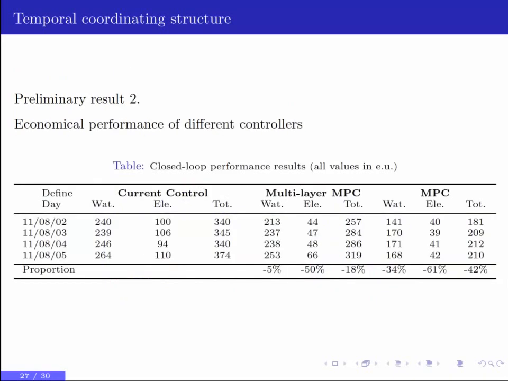Here is the analysis of economic cost. In this table, economic cost on water, electricity, and total have been compared among current control and MPC with and without coordinating. These comparisons show that the multi-layer MPC scheme is working better than the current control, but a little worse than the MPC without coordinating. The explanation is that after coordinating, management policies of the supply layer, like balance management, have also been put into use for the transportation layer, and this makes the cost of the transportation layer increase.